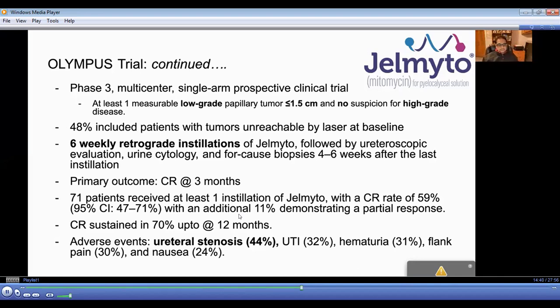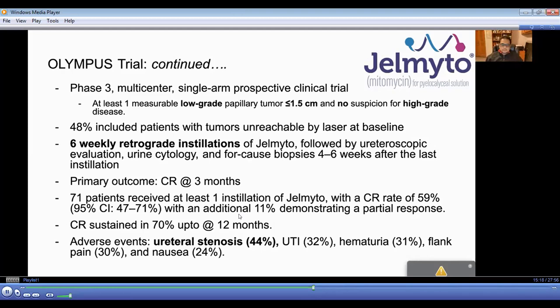The primary outcome was complete response at 3 months. They had about 71 patients in that trial, and the complete response rate was up to 60%, with an additional 11% demonstrating a partial response. They did note that up to 12 months of follow-up, the complete response was sustained in about 70% of the patients. One of the major adverse events, other than some genitourinary issues, was about 44% ureteral stenosis, which is kind of alarming for this kind of procedure. So you have to be very careful with this.